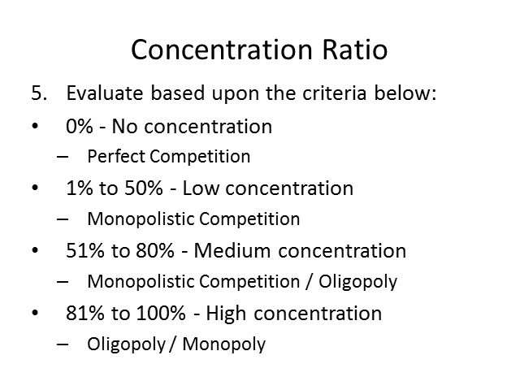Next, you need to evaluate the result on the following criteria: 0%, no concentration, perfect competition; 1% to 50%, low concentration or monopolistic competition; 51% to 80%, medium concentration, monopolistic competition / oligopoly; and 81% to 100%, high concentration, oligopoly or monopoly.